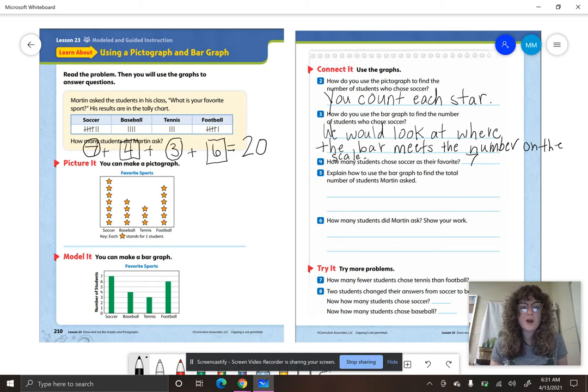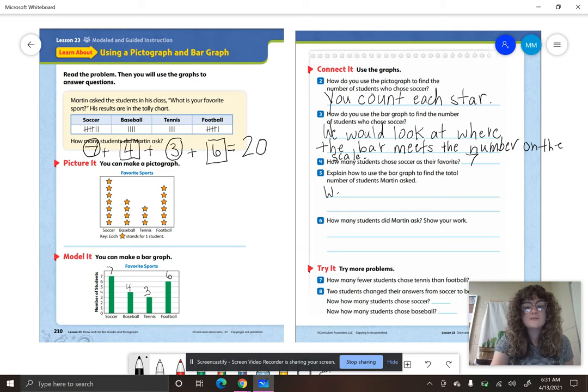How can we use the bar graph to figure that out? We can find out where our bars line up to find that total. So I know that my bar right here meets at 7. So I could put a 7 right here. For baseball, my bar meets at 4. For tennis, my bar meets at 3. And for football, my bar meets at the 6.